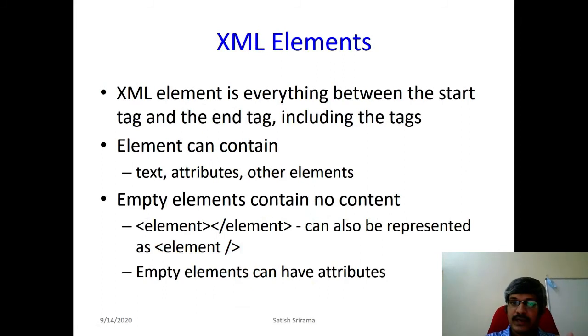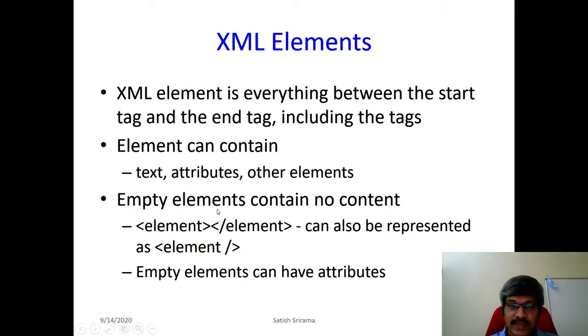So now let us try to formalize all the things we have seen. First, we have seen XML elements. An XML element is everything between the start tag and the end tag, including the tags. For example, if there is an author start tag, Satish Srirama, and the end of the author tag, an element includes all these three things together.